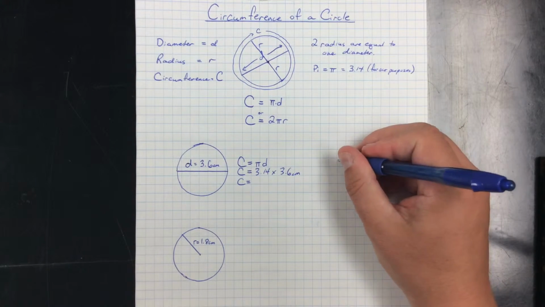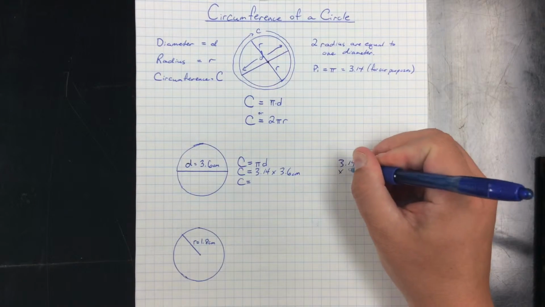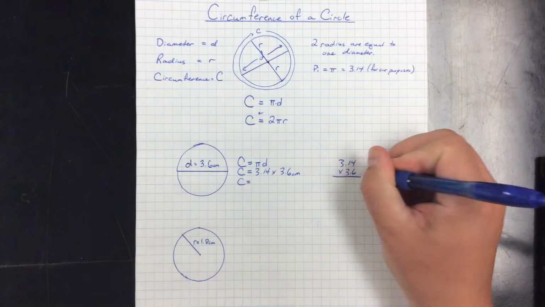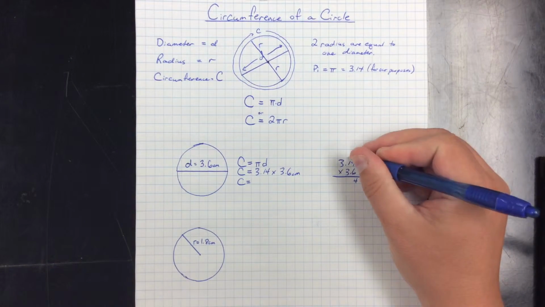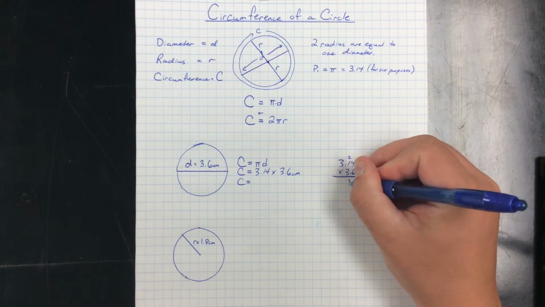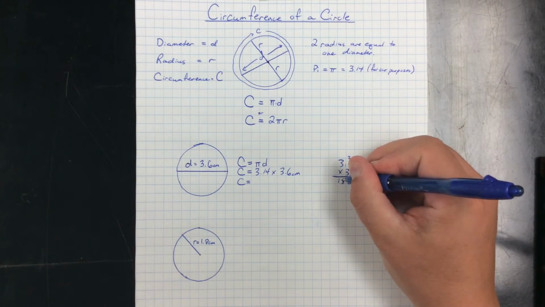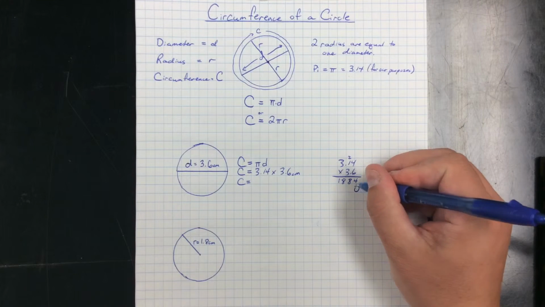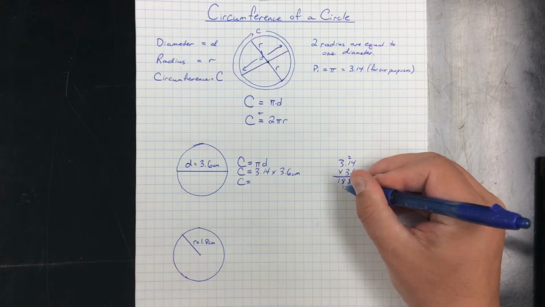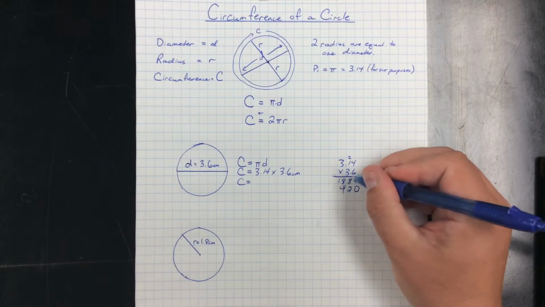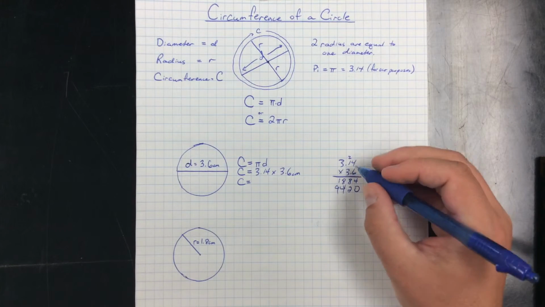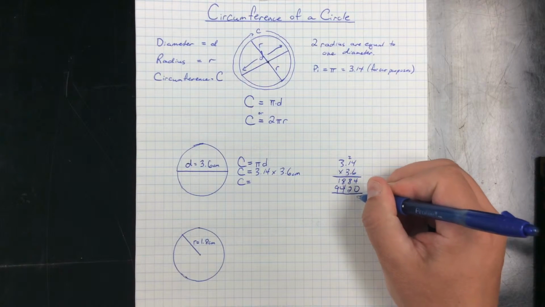So I'm going to take 3.14 and I'm going to multiply by 3.6 and see what I get. So 6 times 4 is 24, 6 times 1 is 6, 8, 6 times 3 is 18. I'll always start my next line with a 0, 3 times 4 is 12, 3 times 1 is 3 plus 1 is 4, 3 times 3 is 9. I'm going to add those all up.